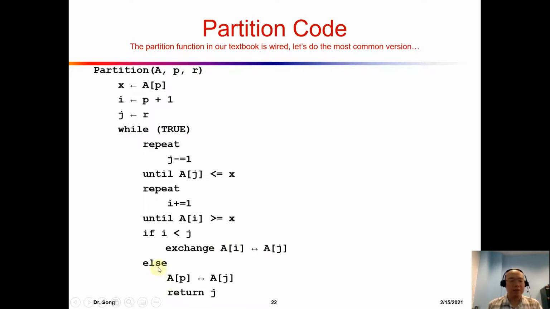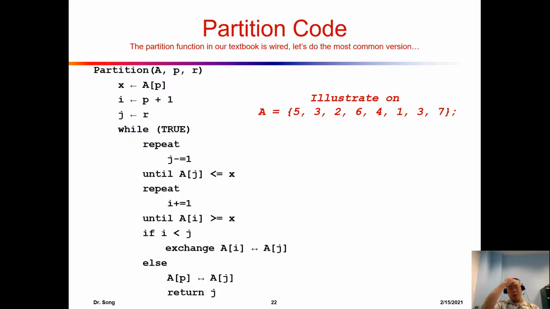Otherwise, what does that mean? If I and J are already on the wrong side, so I is already larger than J, then there's no point in doing the swap because those two values are already on the right side. So we don't have to do the exchange. But eventually, when those two cursors have met and crossed, we want to swap the AP, which is the pivot, with the AJ, and then we return the J value.